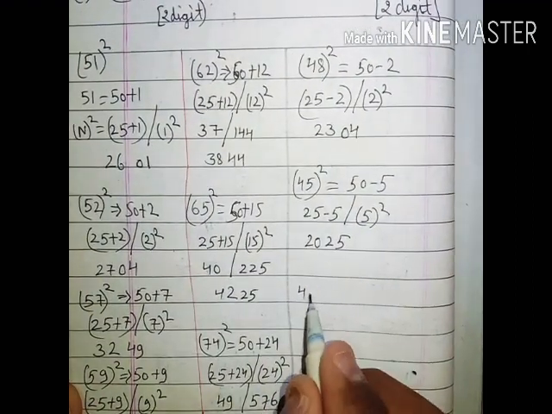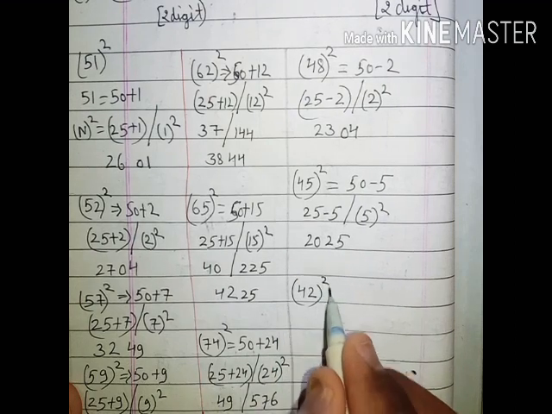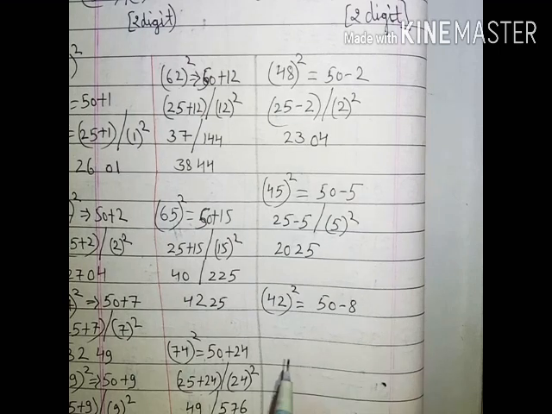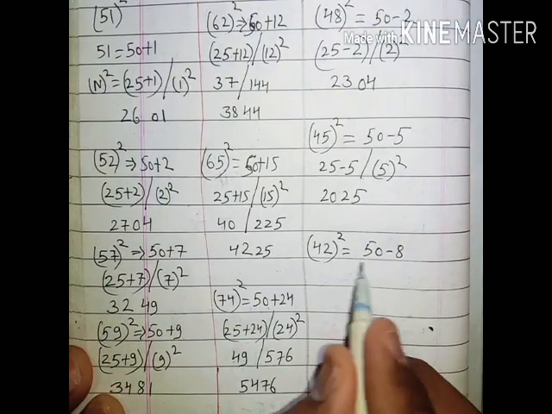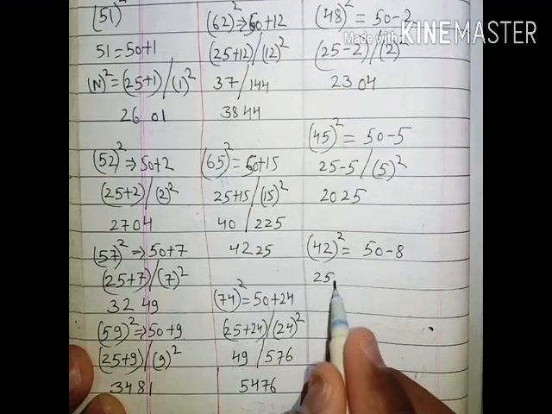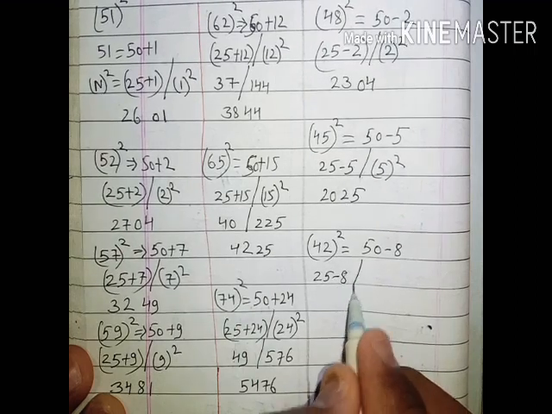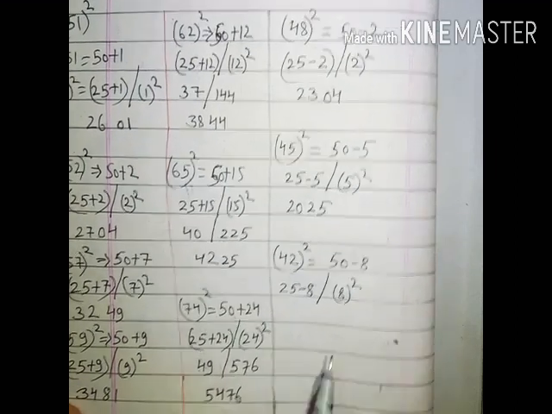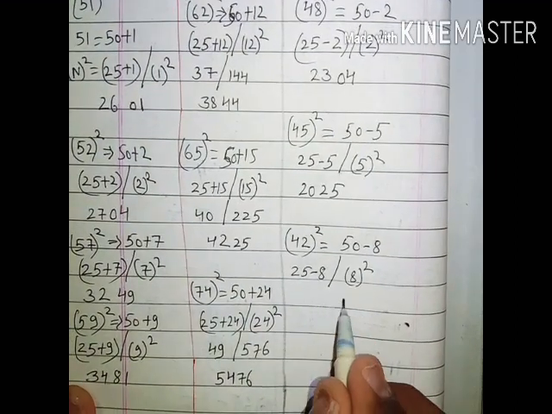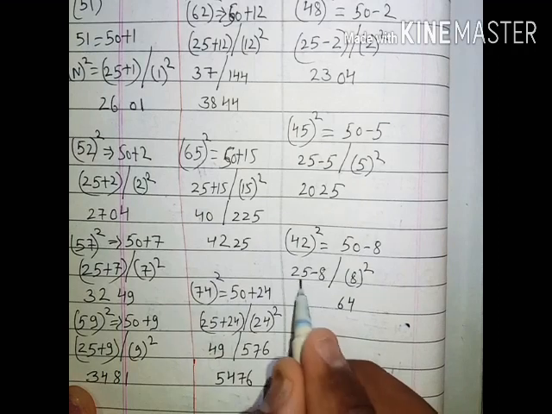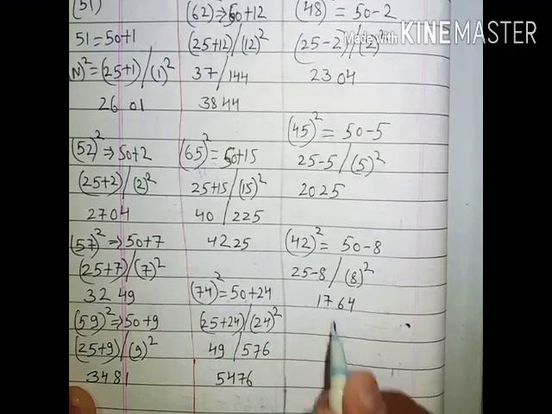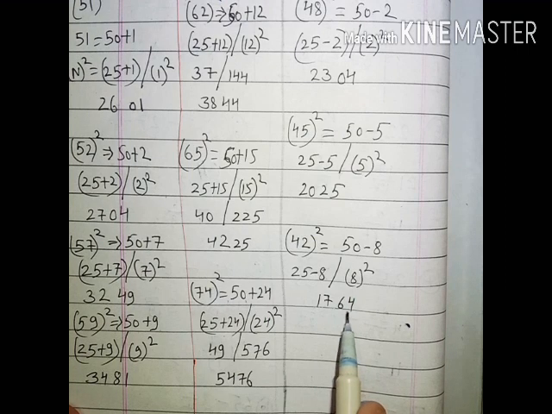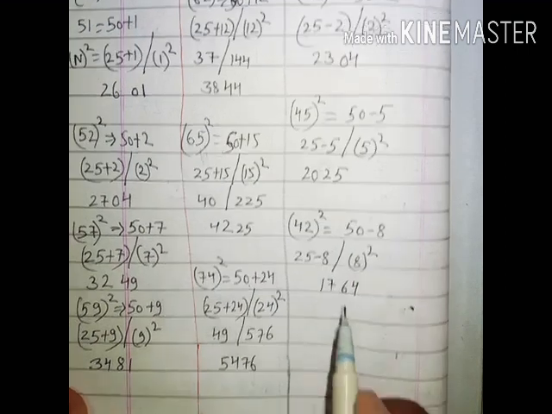Next is the square of 42. We can write the number is 8 less than 50. We subtract 25 minus 8, and on the other side the square of 8. The square of 8 is 64. 25 minus 8 becomes 17. The square of 8 is already 2 digits, so we don't put a 0 on the left side.